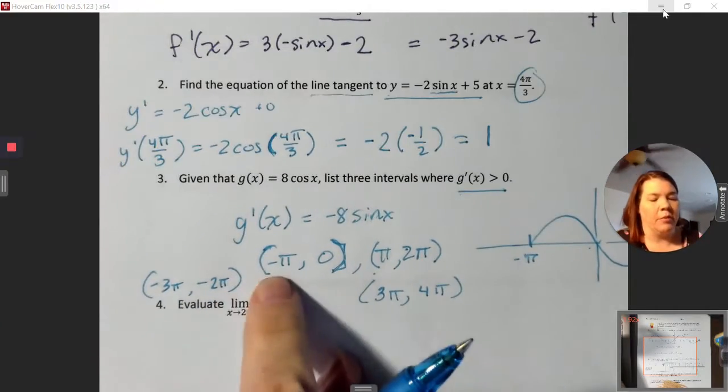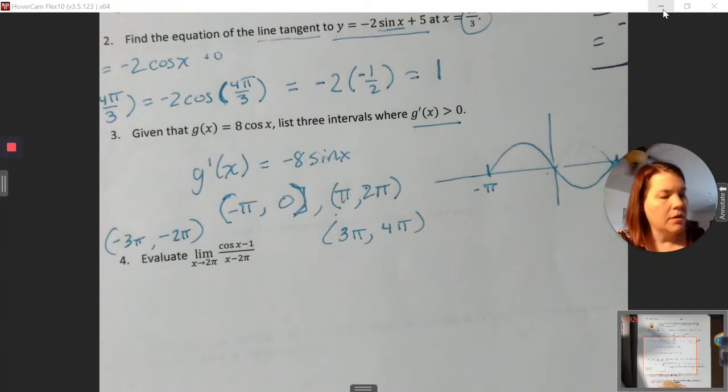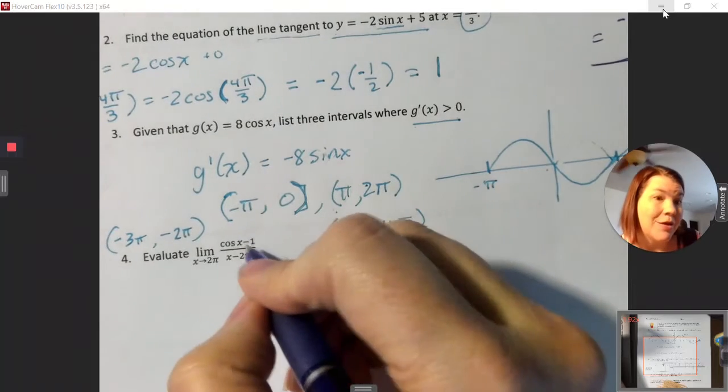Because from there to there it'll be negative, excuse me. All right, last problem. It says evaluate this crazy limit. I'm not going to. I'm going to cheat. No, I'm not, but I'm going to use my brain.